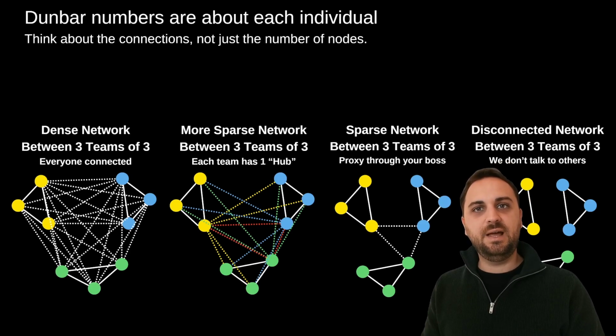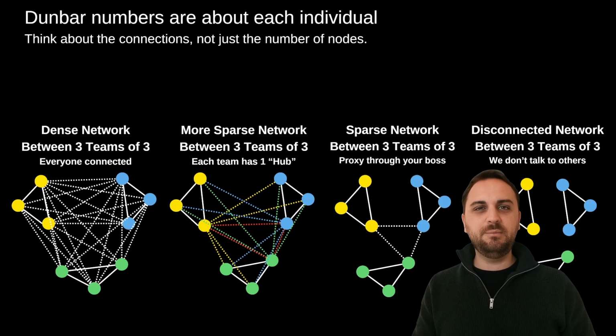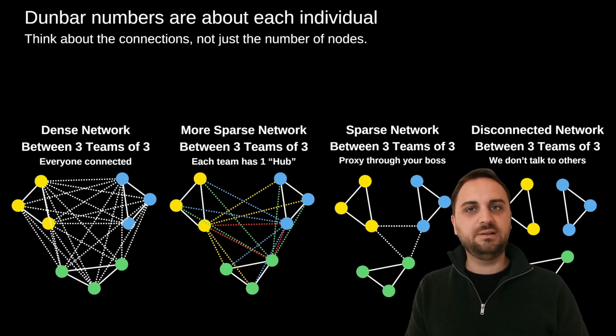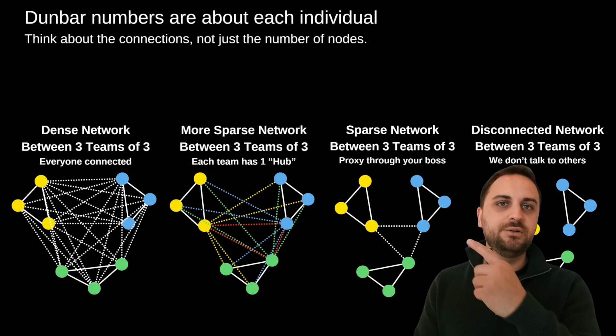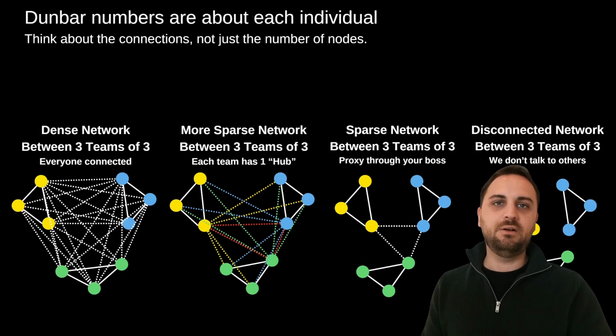My preference is that more sparse network, that second one from the left. That one makes a lot of sense to me because it allows for redundancy of information flows and allows better cohesion between the individuals, not just the managers. And it allows them to actually be cohesive and it doesn't overload everyone like that ultra dense network.